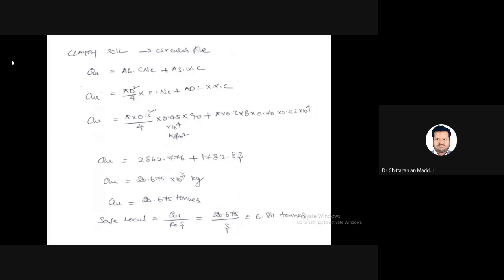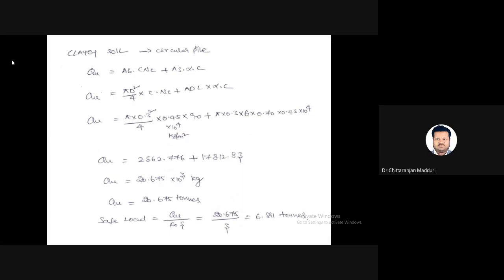So pi times 0.3 square by 4, times the C value equal to 0.45 kg per centimeter square. We need to convert it into meters, since all dimensions should be in meters. So 0.45 into 10 power 4, into bearing capacity factor equal to 9.0. Next, pi times diameter of the pile 0.3, length of the pile equal to 6 meters, adhesion factor equal to 0.70 and cohesion equal to 0.45. To convert to meters, it is multiplied by 10 power 4.